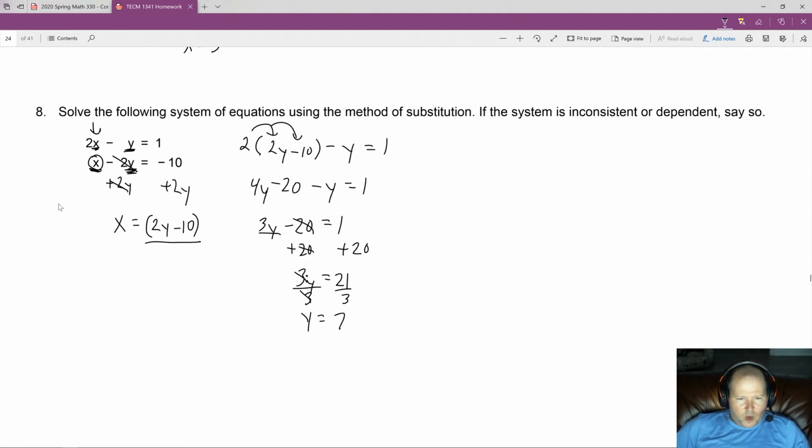Now that we've solved for y, we need to solve for x. We know what x is equal to. x is equal to 2y, y being in this case 7, minus 10. 2 times 7 is 14. 14 minus 10 is 4. Now we write it as an ordered pair of 4, 7, where 4 is the x and 7 is the y.